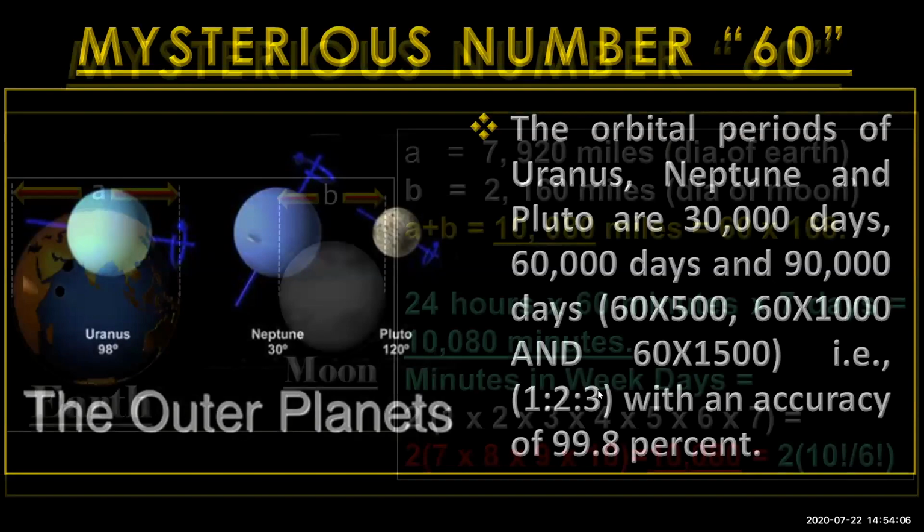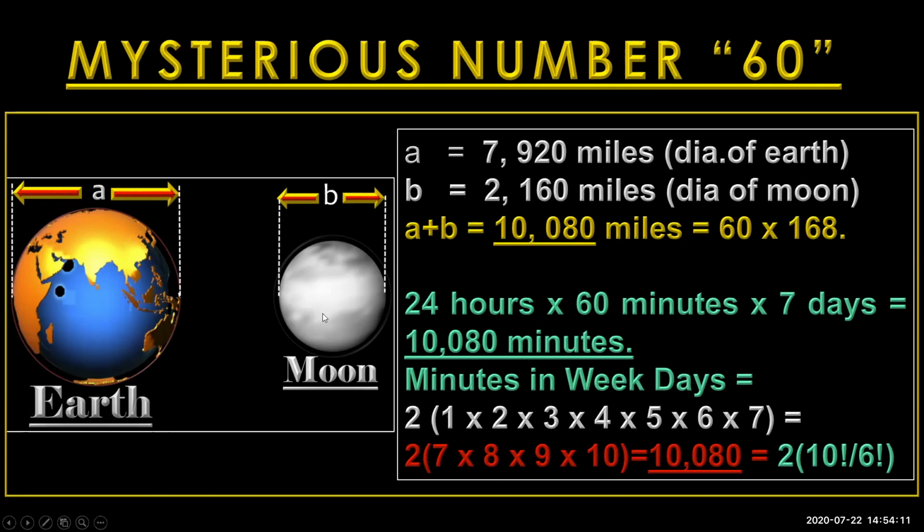The next one is the Earth's diameter and the Moon's diameter added together. This is A and this is B. A plus B is equal to 10,080 miles. Put in miles, you get this. And that is 168 times 60. You get again 60, a mysterious number.